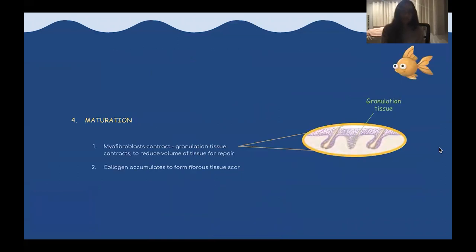The last step with second intention is maturation, and this is the step where the scarring kind of starts to happen. So the myofibroblasts that have been laying down the fibrin begin to contract, and that causes the tissue to contract. The goal of that is to reduce the amount of tissue that needs to be repaired, but that will then be all replaced by collagen and it'll form kind of like a thick fibrous scar.